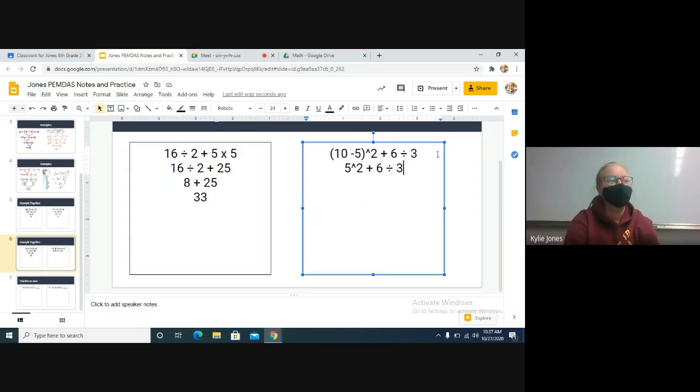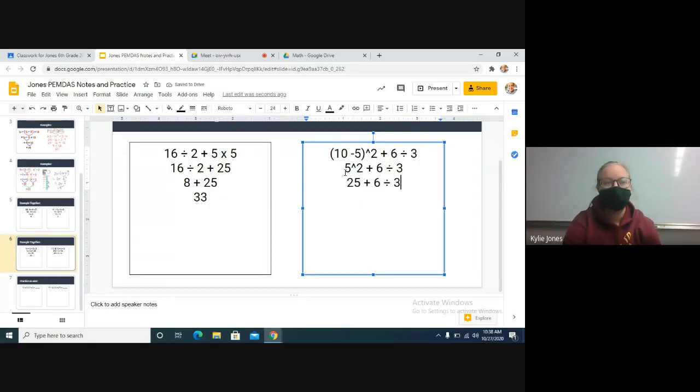PEMDAS. Please excuse my dear Aunt Sally. We did the parentheses. What's our next one? Exponents. Good. We need to do the 5 to the second power. When I do 5 to the second power, what am I really doing? 5 times 5. 5 times 5 is 25. Plus 6 divided by 3.